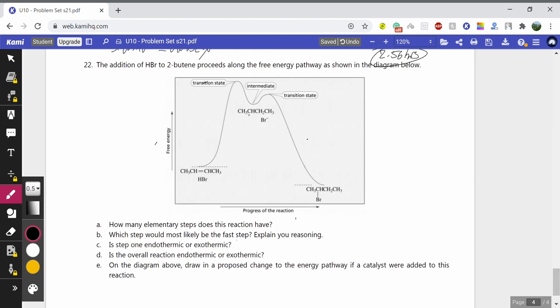Number 22, we have this graph. How many elementary steps? We have 1 and we have 2. 2 steps. Which step will most likely be the fast step? So first we have from the reactants to the transition state. Second, we have from the intermediate to the transition state. So which of these Ea is bigger? Remember, bigger Ea means slower. So obviously step 1 is slower. So which is faster? The second step is faster.